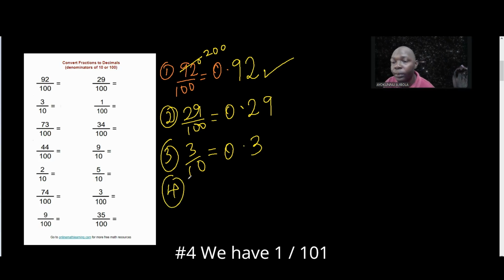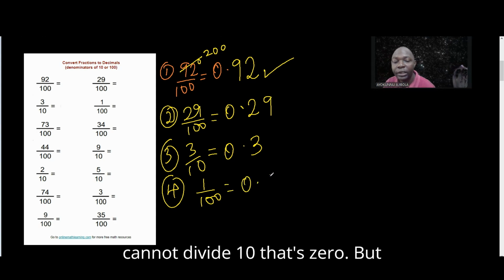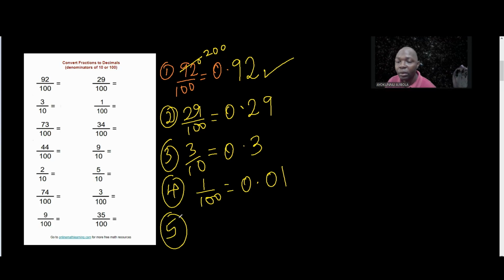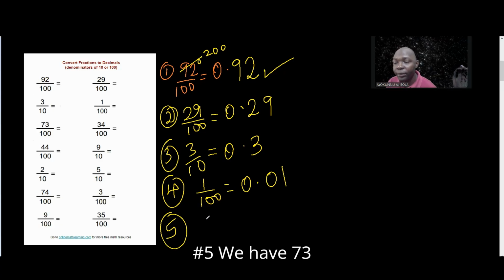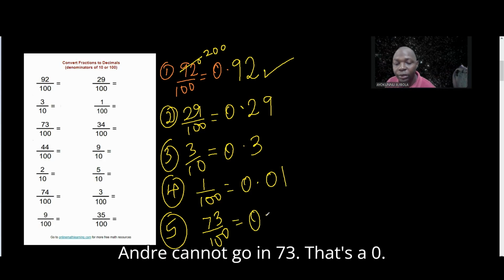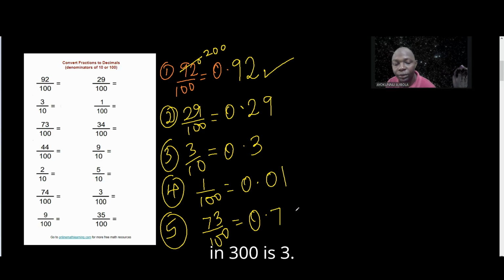Number 4, we have 1 over 100. 100 cannot divide 1, that's 0. 100 cannot divide 10, that's 0. But 100 can divide 100 one time. Number 5, we have 73 over 100. 100 cannot go in 73, that's a 0. 100 in 730 is 7. Remainder 30. 100 in 300 is 3.